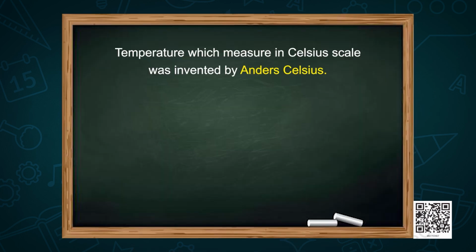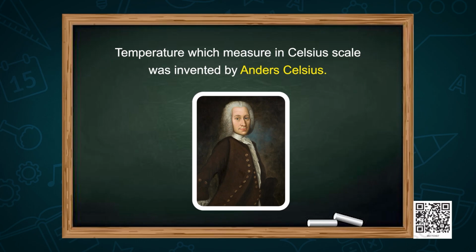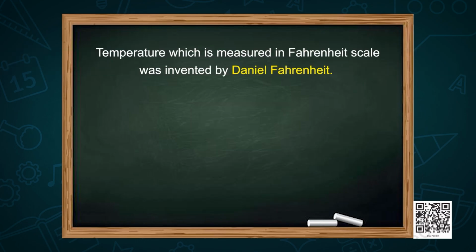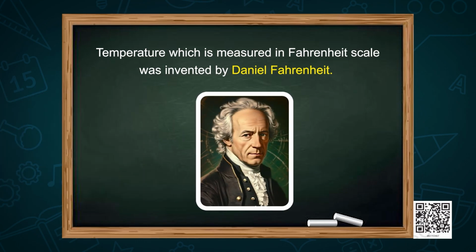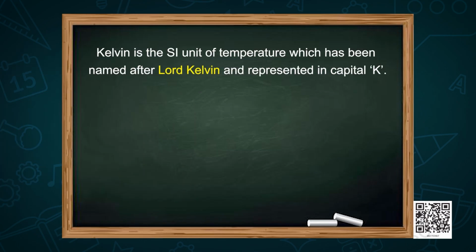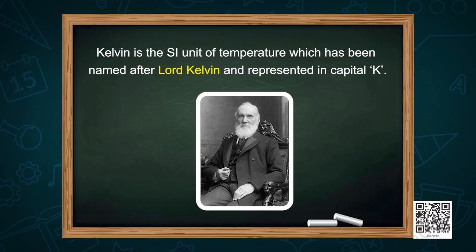In the next slide, we will know about the scales of temperature and their inventors. Temperature measured in the Celsius scale was invented by Anders Celsius. Temperature measured in the Fahrenheit scale was invented by Daniel Fahrenheit. Kelvin is the SI unit of temperature, which has been named after Lord Kelvin and is represented by a capital K.